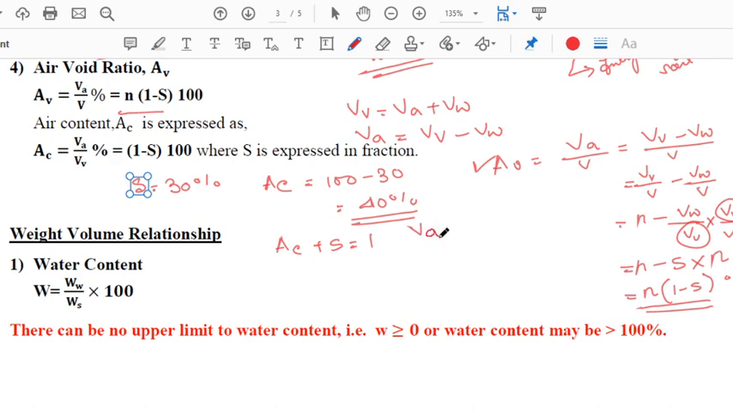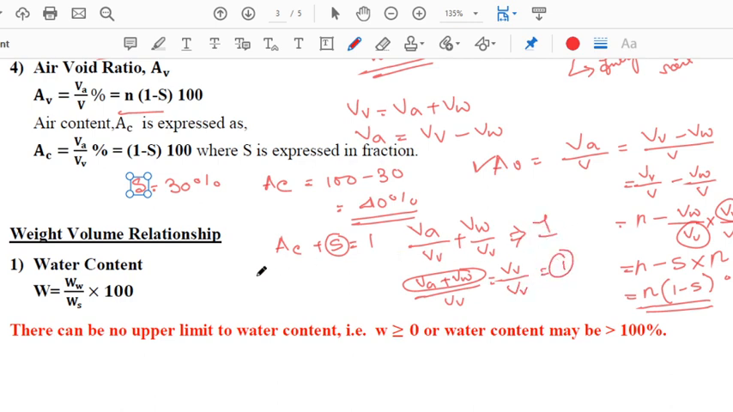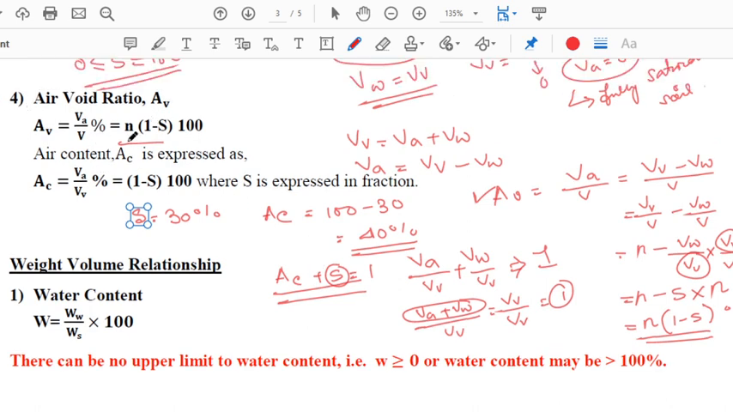Since air content is volume of air by volume of voids, and S is volume of water by volume of voids, we can write this as volume of air plus volume of water by volume of voids, and this together forms again the volume of voids. So this is coming out to be 1. Right, so this is actually equal to 1. So just remember this, people often get confused between the air void ratio and air content. In both cases the numerator is the volume of air, but the denominator in air void ratio is the total volume, and in air content it is the volume of voids.